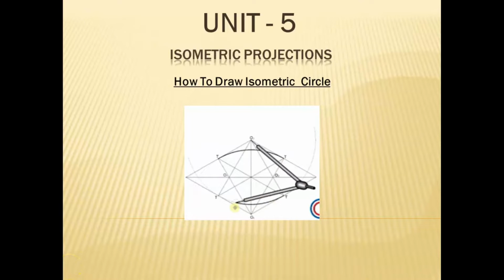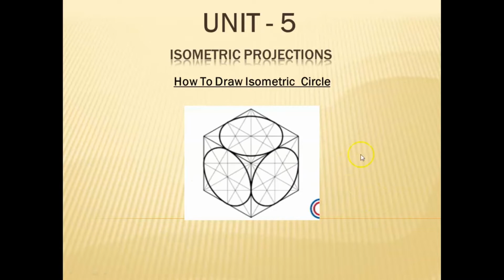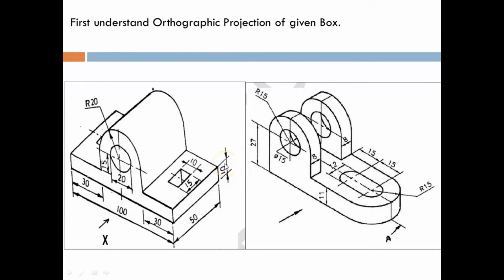Today we will see how to draw an isometric circle. This again comes under unit number 5, that is isometric projection. So let's start with the question. But before moving to the question, first understand why it is required.